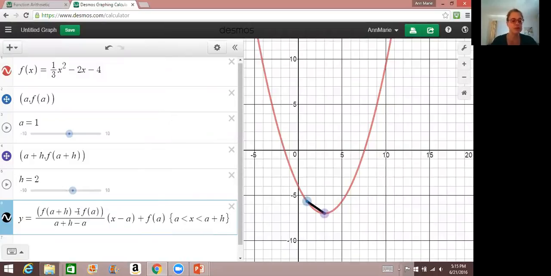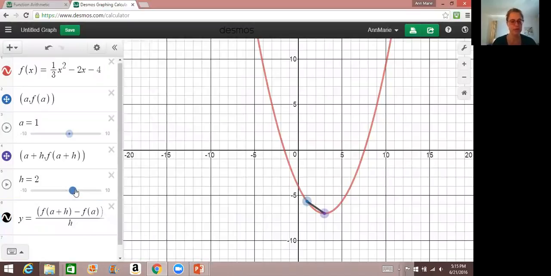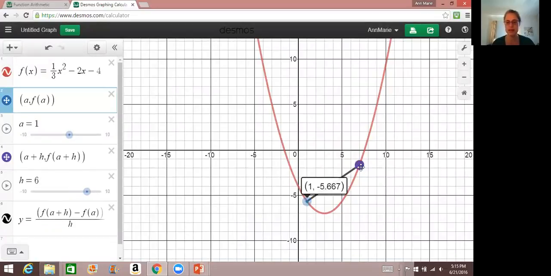So notice what I did right here. This thing that I have in here for the slope of my line, that is the difference quotient. And if I change my h, that difference quotient is going to change because the slope of that line is going to change. But this difference quotient is the slope of the line that goes between these 2 points, this one and this one.